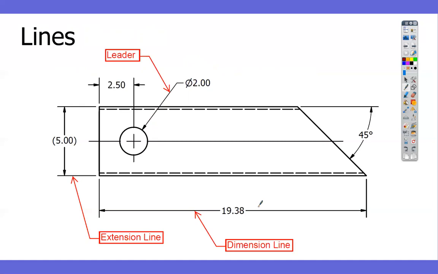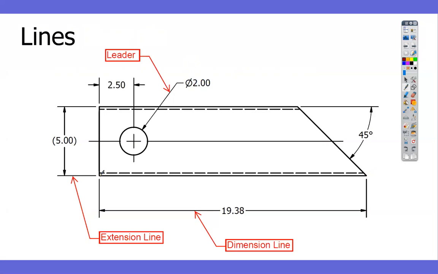And then within a regular dimension, we have two different types. We have extension lines here. They go from the part out. And the two extension lines, in most cases, are going to be parallel. So the extension lines come out, and then between the extension lines, we have the dimension line. That has the number in it. That tells you what the measurement is from the end of that arrow to the end of that arrow, which is the same as from there to there.